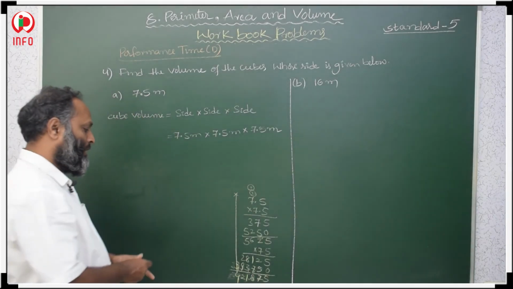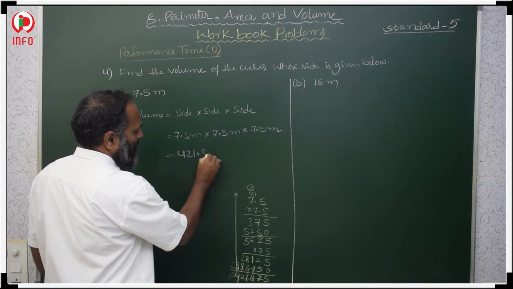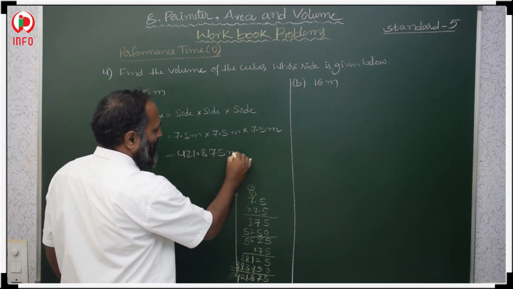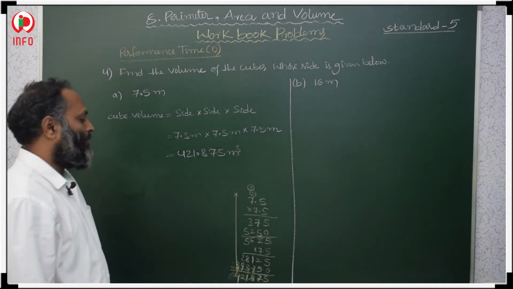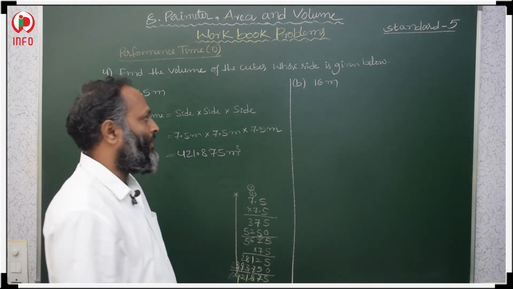421.875 meter cube. So this is the volume. Just we have to multiply 3 times, 7.5, 7.5, 7.5.